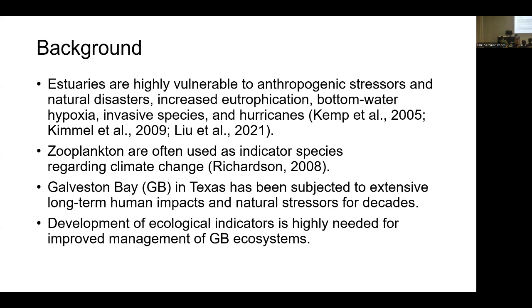They're great at that. So Galveston Bay specifically has been subject to a lot of long-term human impacts and natural stressors over the past few decades, including oil spills and two major hurricanes, Ike in 2008 and Harvey in 2017. So developing zooplankton in the bay as an ecological indicator is very necessary for management of these Galveston Bay ecosystems, especially because zooplankton as indicators in our region in Galveston Bay are relatively understudied. So establishing a baseline for them as a community is really important.